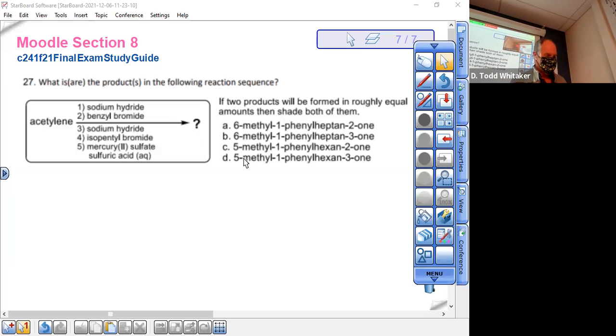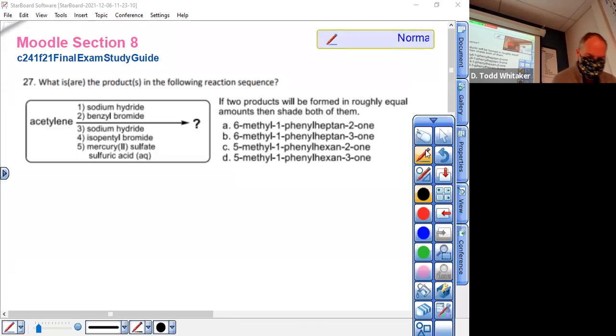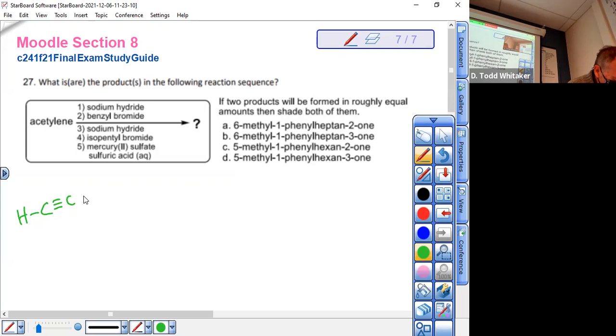All right. So we better know what acetylene is or we're in trouble. That's true for the whole semester. Its name is very misleading. It's really ethyne, E-T-H-Y-N-E. Step 1, hey, it's review time. Sodium hydride is NaH. This is step 1. Acid base.